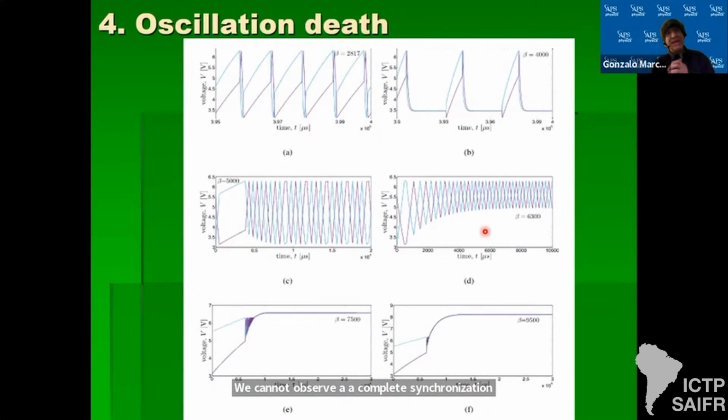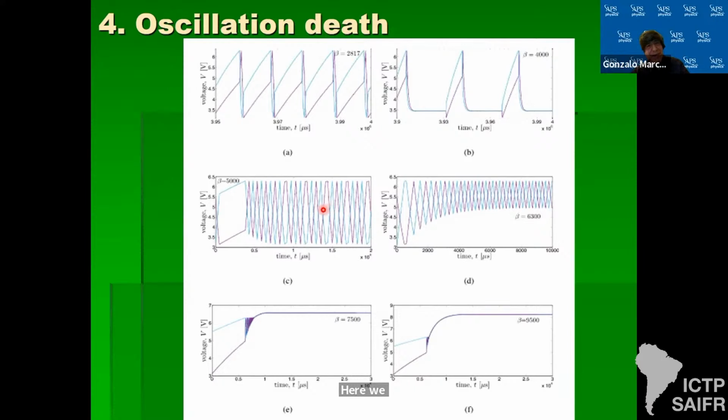Okay, and to finish with the interesting dynamical behavior, I will describe the oscillation death that is due to a very strong coupling between the oscillators. We can observe here what happens when the coupling strength increases. So we see that the signals start to be deformed. Here we lost the periodic oscillatory behavior, and here the amplitude of the oscillation decreases with the coupling strength.